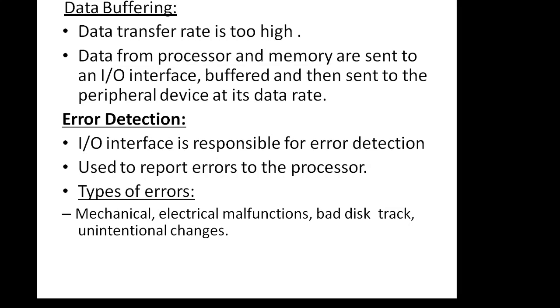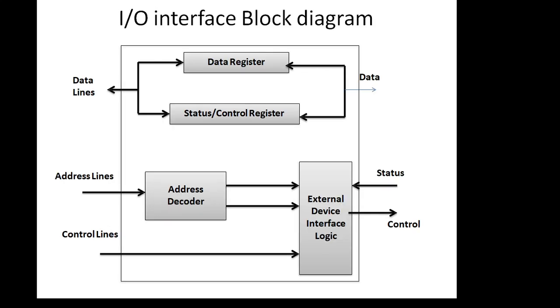Error detection. So these I/O devices are responsible for error detection. Whatever error may happen, these I/O devices are capable of handling it. So what are the simple common types of errors? Mechanical errors, electrical malfunctions, battery crack, unintentional changes like divide by zero errors. Fine. So this is the block diagram that is going to show the I/O interface.